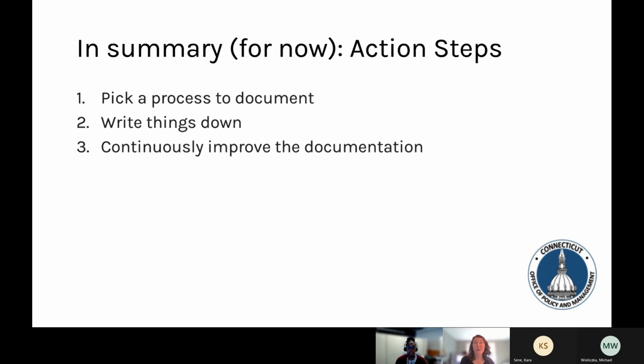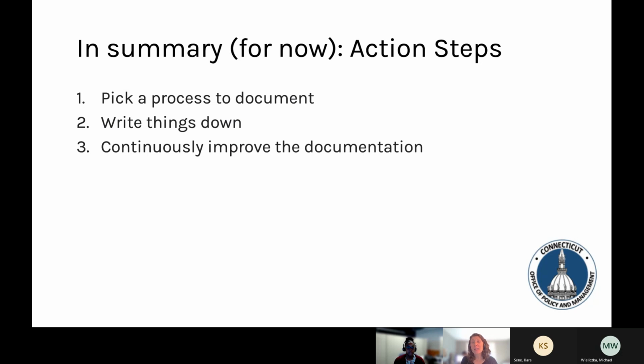In summary around documentation, we're encouraging folks to pick a process to document. It doesn't have to be every single thing your agency does. Just pick one place to begin, especially if there's help needed with the American Rescue Plan Act funded projects, that's what we're here for. Then we're encouraging you to write things down. Write them down in a draft form. Write them down in a sticky note on your desktop. Just start writing things down about the work that you're doing.